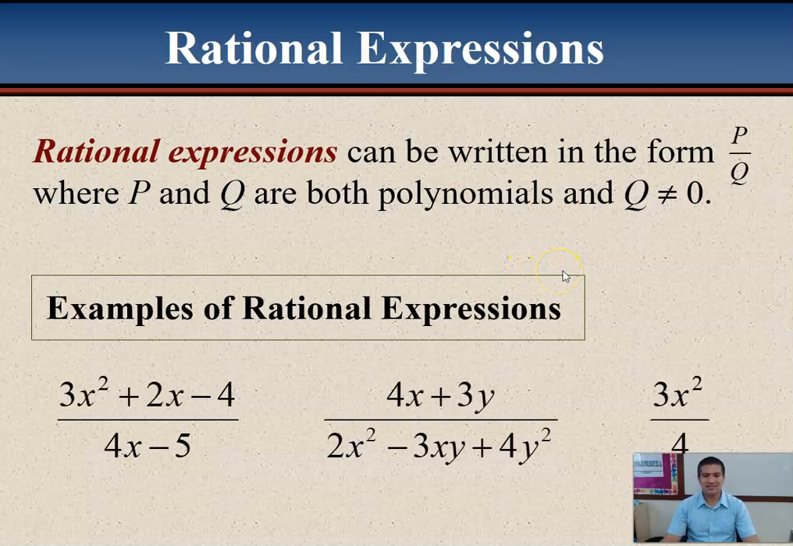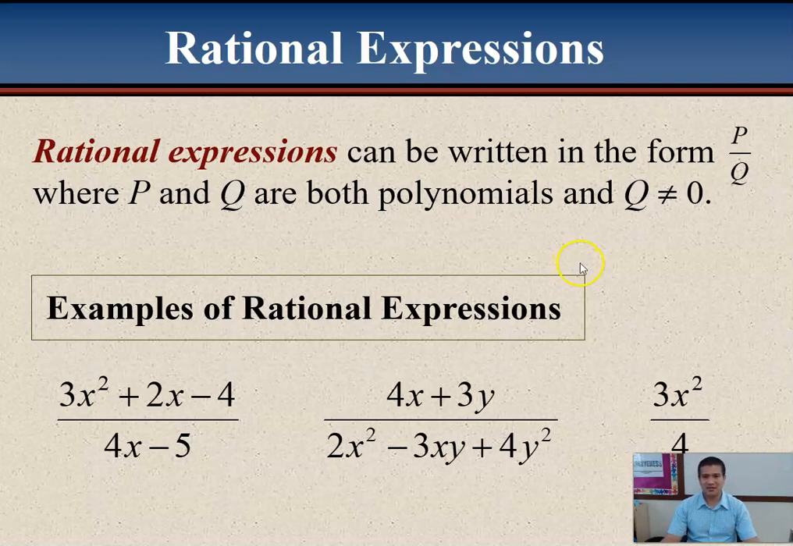These are some examples of rational expressions: 3x squared plus 2x minus 4 over 4x minus 5. Another example is 3x squared over 4, and 4x plus 3y over 2x squared minus 3xy plus 4y squared. It can be a binomial over a trinomial, a trinomial over a binomial, or a monomial over a constant value or constant number.